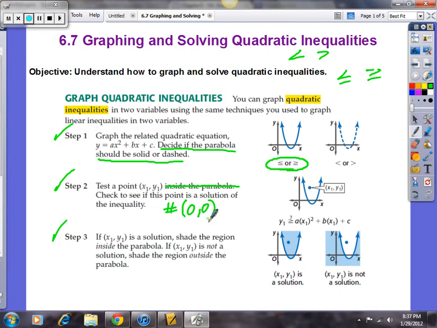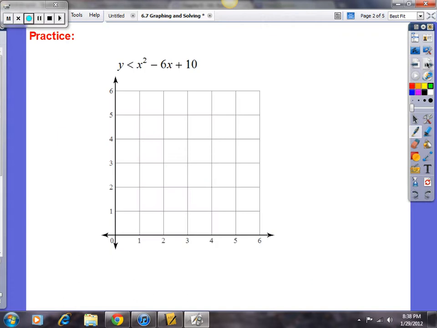And step number 3, if the point you chose gives you a true statement, then you shade the region it lies in. If it gives you a false statement, you shade outside. So let's do an example. Okay, y is less than or equal to x squared minus 6x plus 10. This guy is going to be a dotted line.